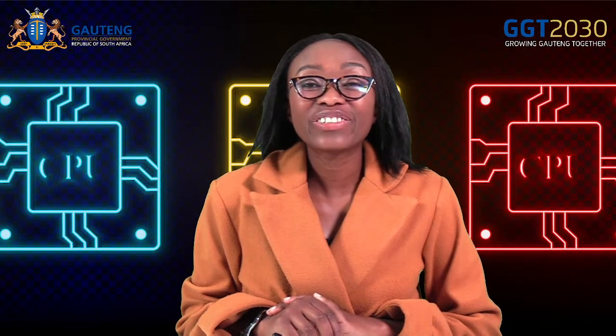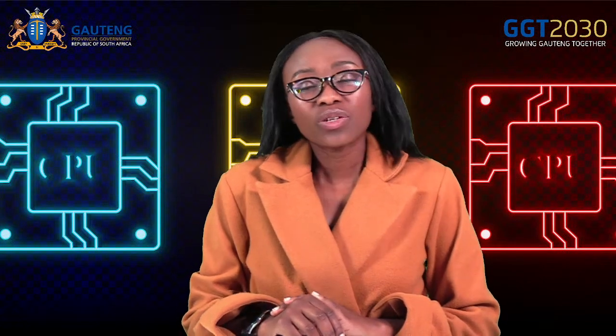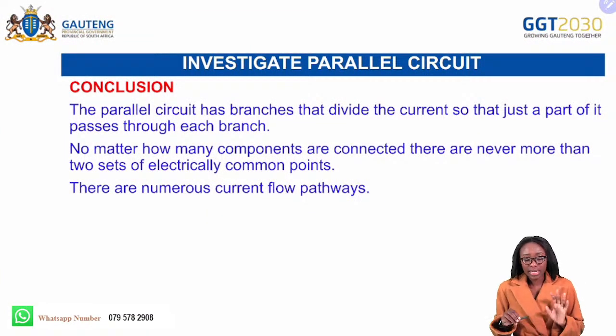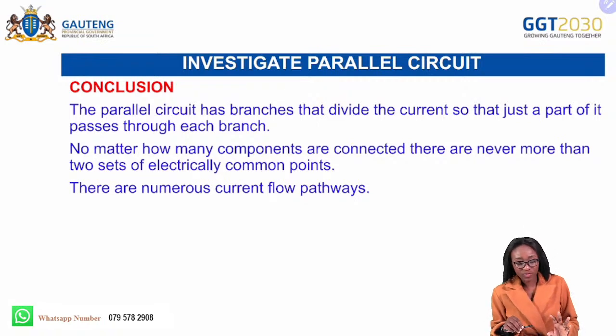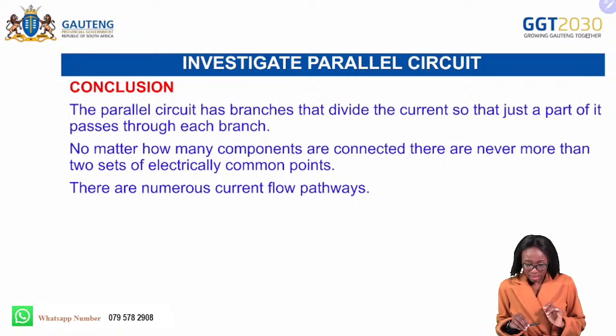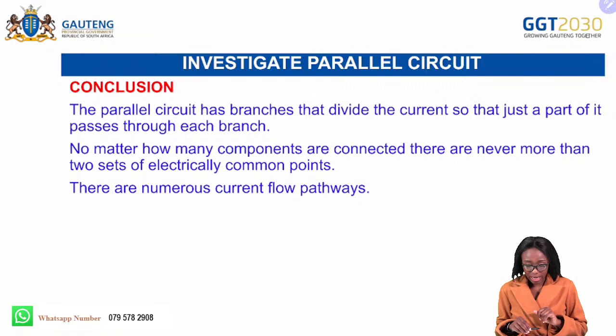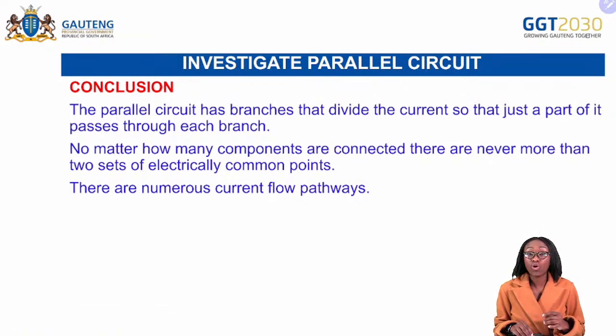Welcome back. Let's conclude. So our conclusion, the one that we've drawn from our investigation, is that the parallel circuit has branches that divide the current so that just a part of it passes through each branch. So no matter how many components are connected, there are never more than 2 sets of electrically common points. So there are numerous current flow pathways.